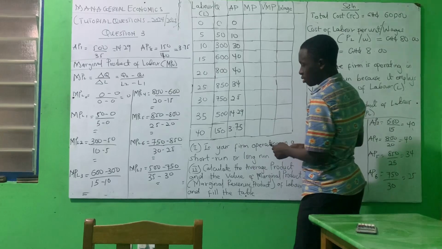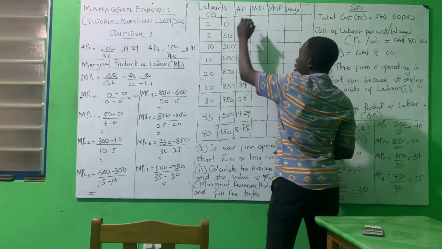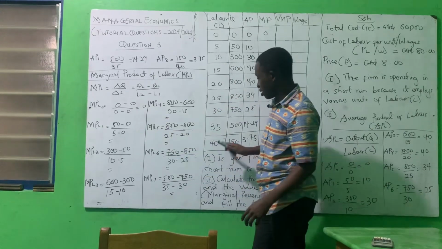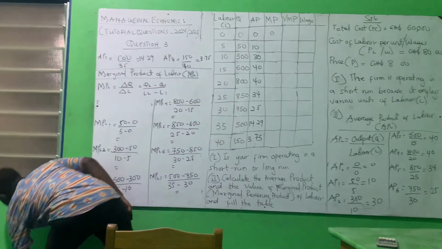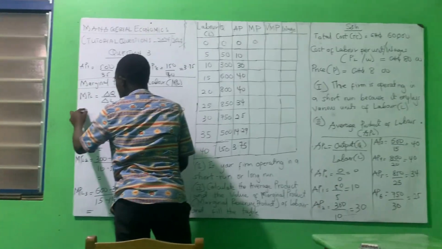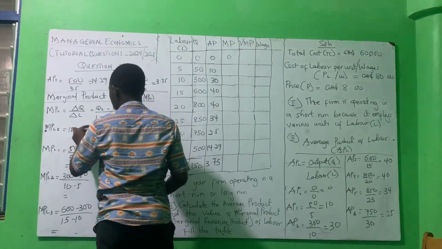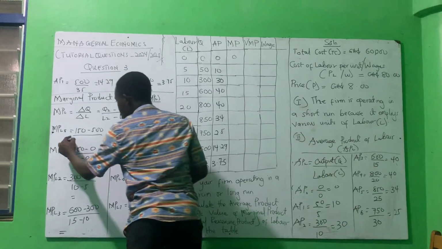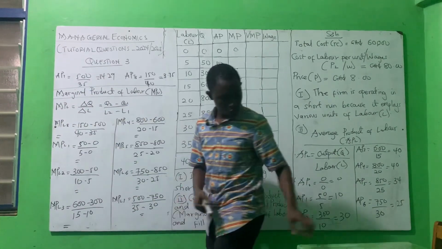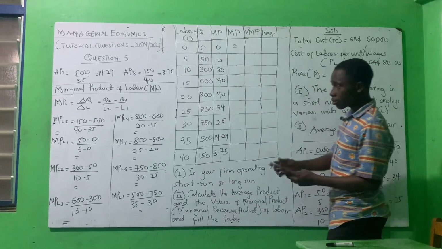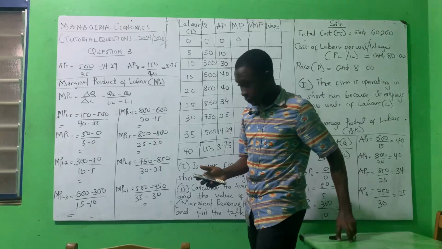So we are left with the last one. Let me see if I can squeeze it somewhere. Since the first one is 0, so this is 0. Let me clean the first one so that I can fit the last one there. MPL8: 150 minus 500 over 40 minus 35. What answer are we going to get? So we are done with that. The next one is 300 minus 50 over 10 minus 5. This is 50.